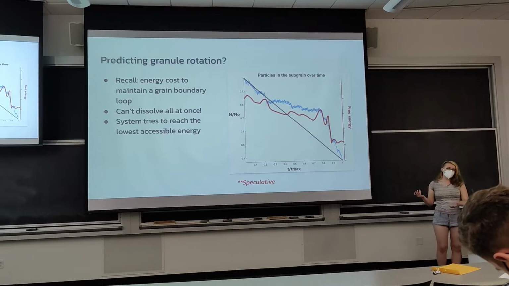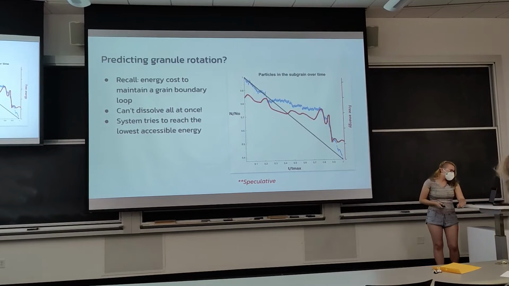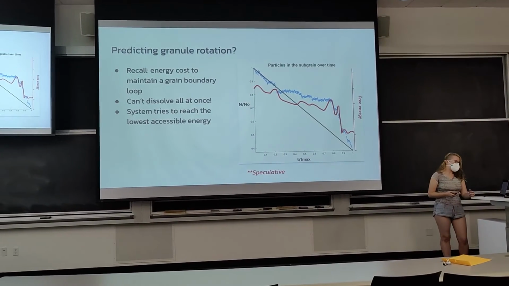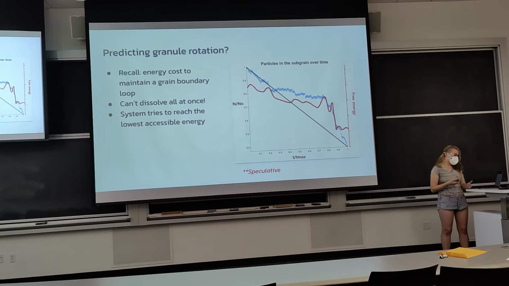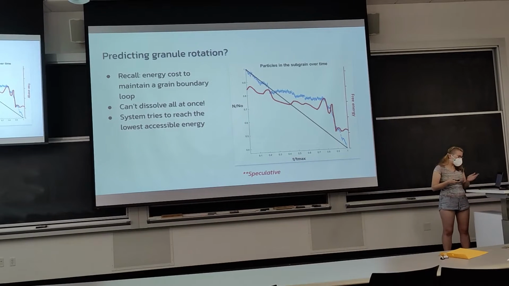What intuition can we use to predict granule rotation? Recall that there's a free energy associated with grain boundary loops, and that our system wants to shrink to, maximize that free energy.